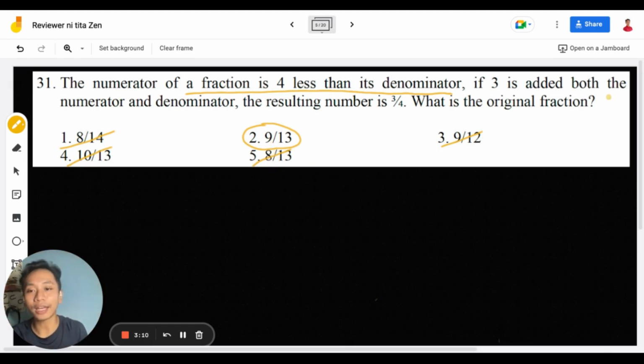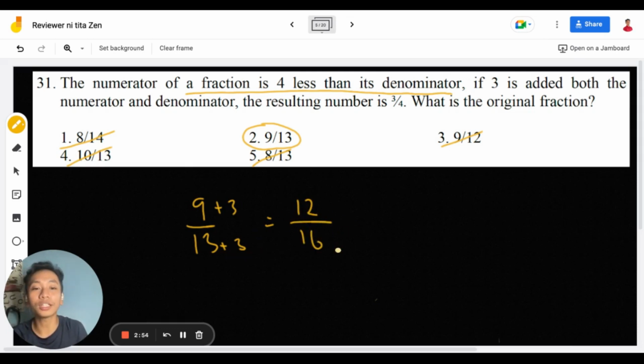Ang sabi dito, if 3 is added to both the numerator and the denominator, resulting fraction is 3/4. Try natin. 9 over 13. Pag mag-a-add daw tayo ng 3 sa parehas na numerator and denominator, dapat daw 3/4. 9 plus 3 will give us 12. 13 plus 3 will give us 16.